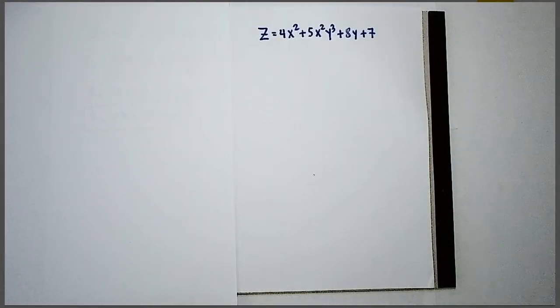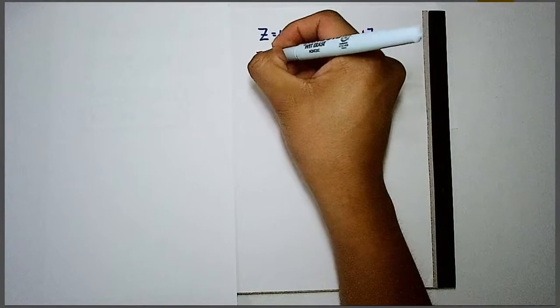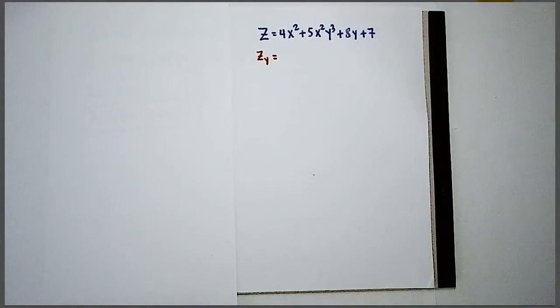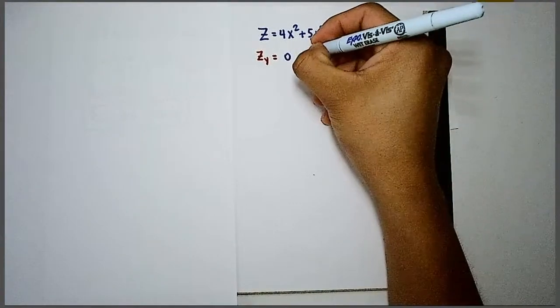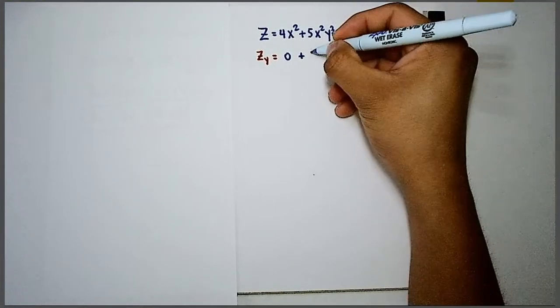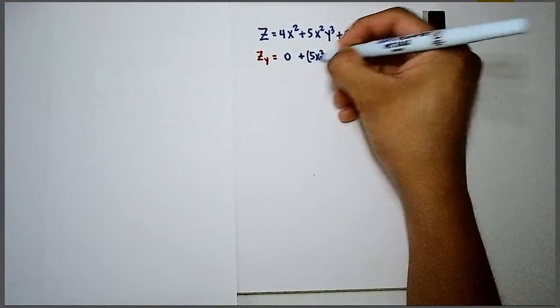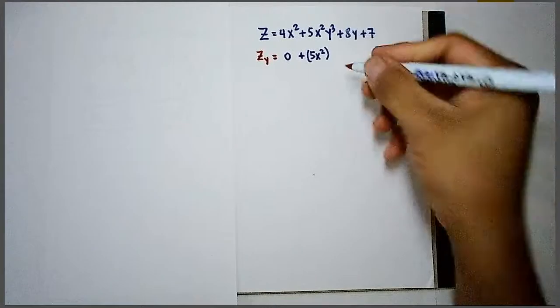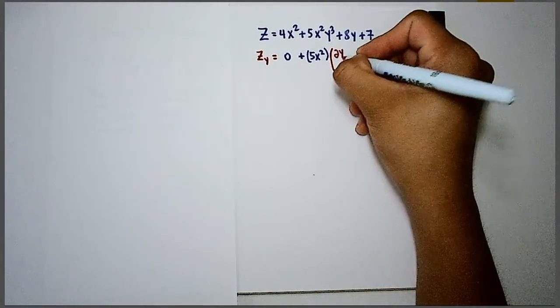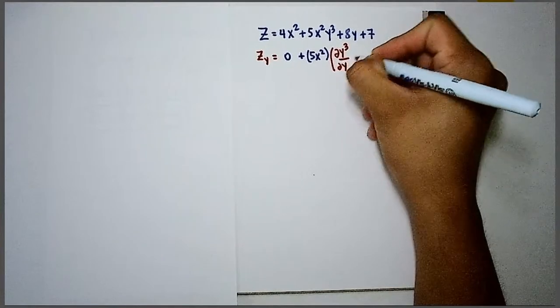Now let's take the derivative of z with respect to y. This means that x is constant. The first term doesn't contain y, therefore the derivative is automatically 0. For the second term, 5x squared is a constant part. And finally, we take the derivative of y cubic with respect to y.